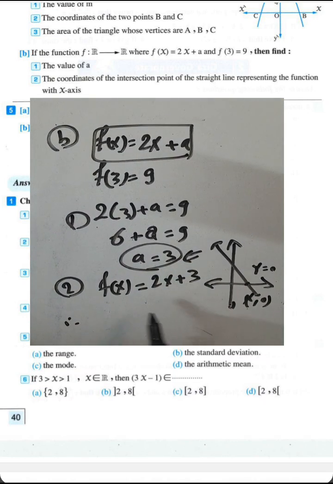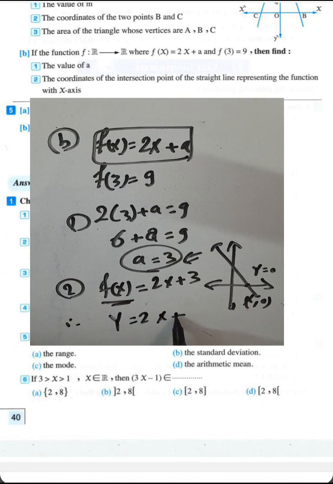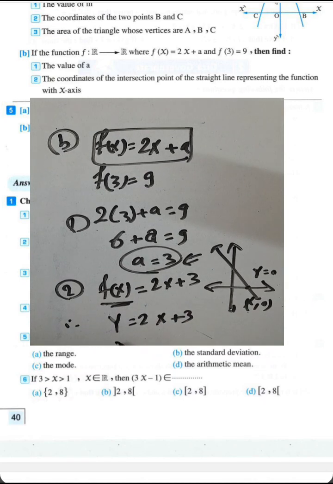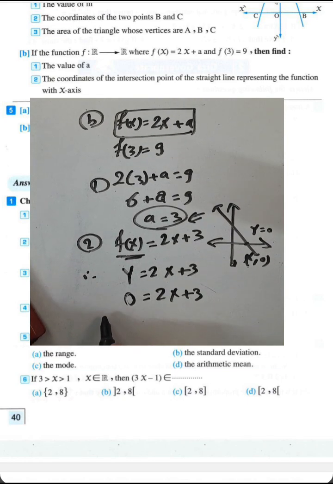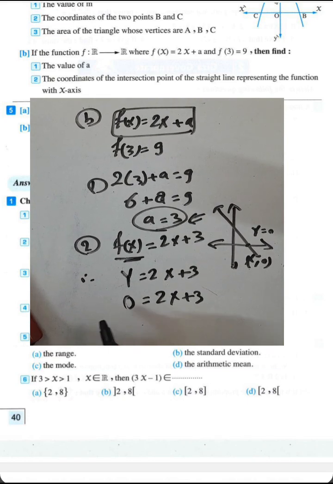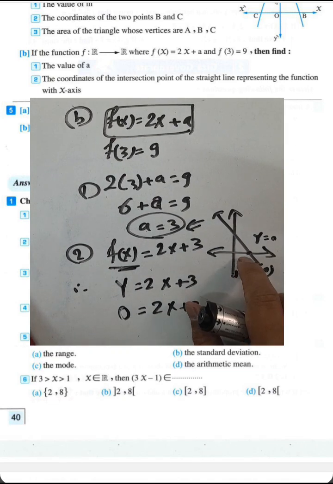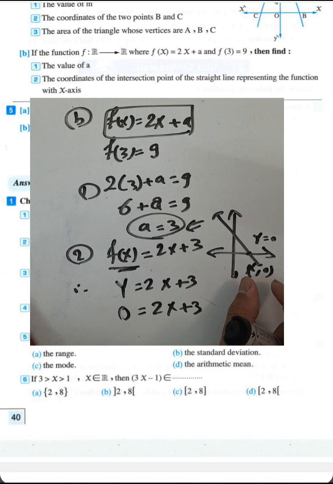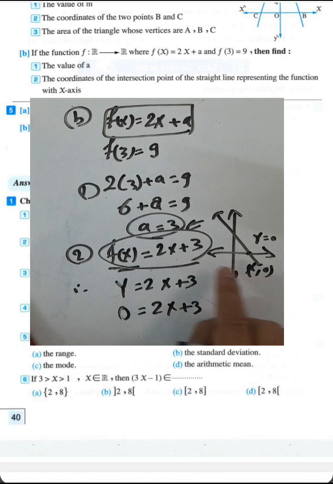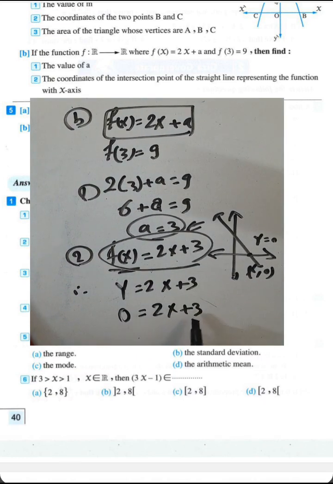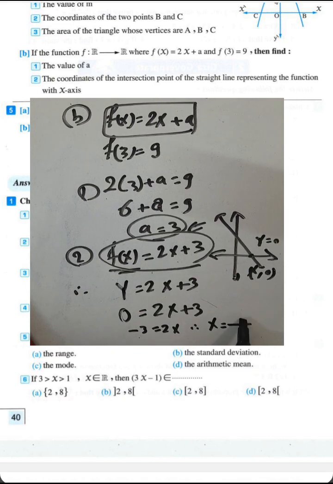Then in this example y will be 2x plus 3, and y equals 0, then 0 equals 2x plus 3. He wants us to find the coordinates of the intersection point of the straight line representing the function with the x-axis. This point (x, 0) satisfies this equation. Put y equals 0, then we can move 3 to the left-hand side, it will be negative 3 over 2x, then x equals negative 3 over 2.